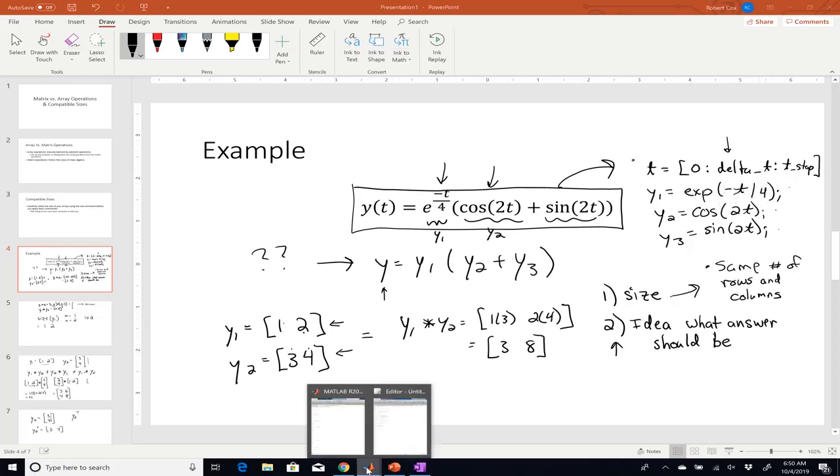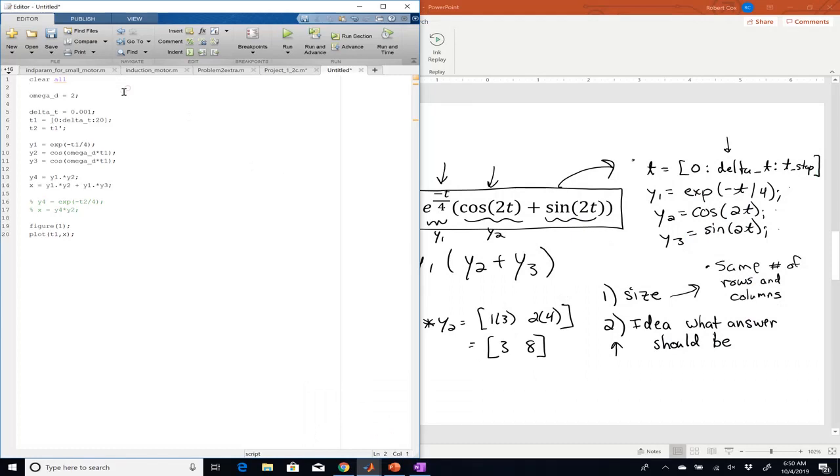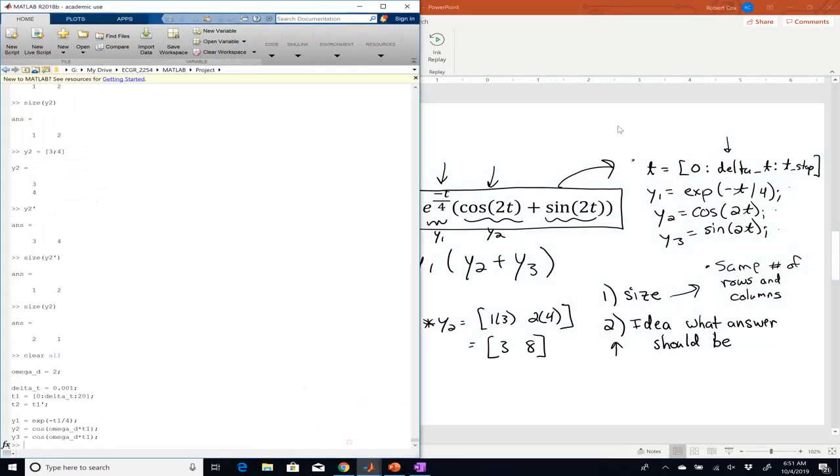Okay? So let's look at an example of that. Here's a piece of code that I wrote that basically did the same thing. In this case, I created a vector t1, which goes from 0 in steps of delta t all the way up to 20 seconds. And then I create my y1 vector here, my y2 vector here, and my y3 vector here. So let's take that all and evaluate that, and let's see what I get.